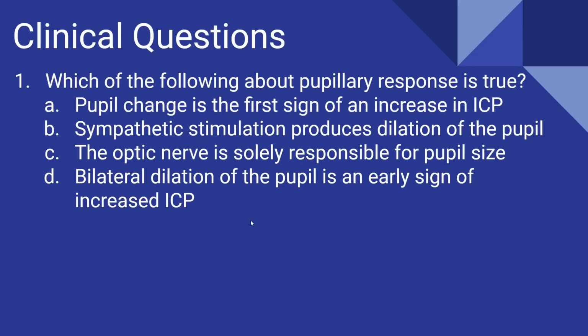All right, so we'll do a few clinical questions. Which of the following about pupillary response is true? A, pupillary change is the first sign of an increased ICP. B, sympathetic stimulation produces dilation of the pupil. C, the optic nerve is solely responsible for pupil size. D, bilateral dilation of the pupil is an early sign of increased ICP.